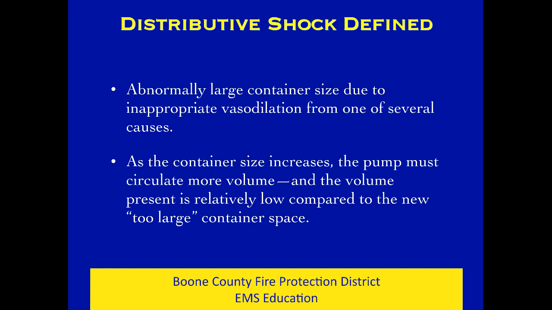So, distributive shock, which again can be sepsis, anaphylaxis, or neurogenic shock, which we're talking about now. That's the three types of the category of distributive shock. Distributive shock is caused by an abnormally large vascular container. The vessels have dilated. You have inappropriate vasodilation. In the case of sepsis, it's from a massive infection. In the case of anaphylaxis, it's from a massive immune response. In the case of neurogenic shock, it's because of loss of neurosystem control of the blood vessels.